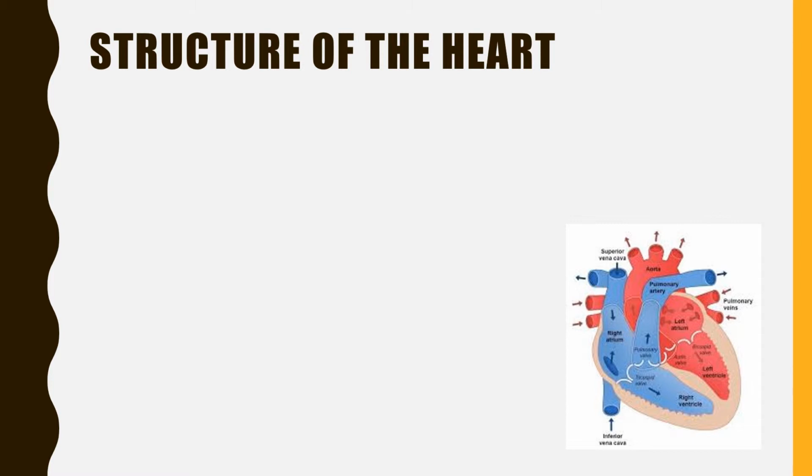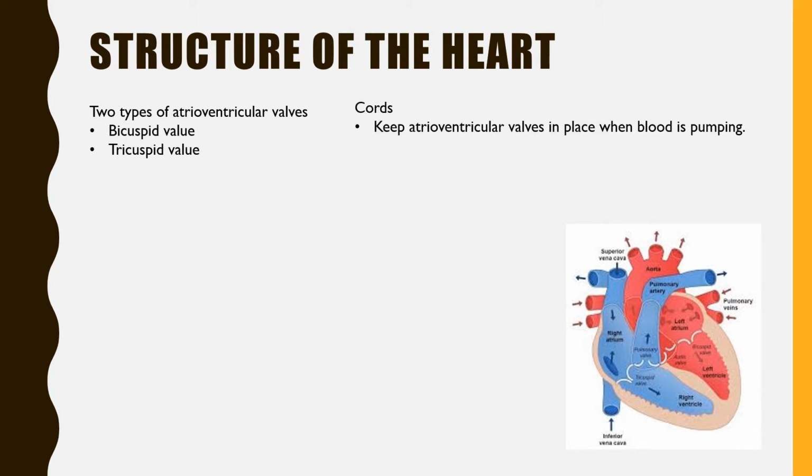Now, the one thing I do want to mention is that in between the atrium and the ventricle, you'll have atrioventricular valves. And just before blood exits, you'll have semilunar valves, which will control when and how blood exits the heart. Two types of atrioventricular valves are the bicuspid valve, which is the left, and the tricuspid valve, which is the right. Cords keep atrioventricular valves in place when the blood is pumping, and valves prevent the backflow of blood.